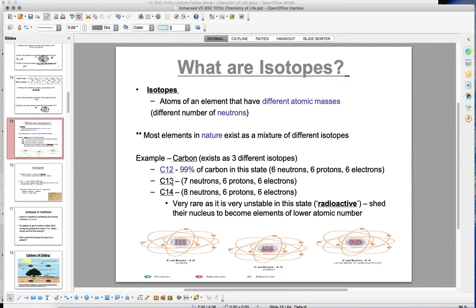So how do we get C13? How do we get C14? Well, C13 has 7 neutrons, so it has 1 more than C12, so it's C13. And then C14 has 1 other neutron in addition to that, so that's C14, and that would be 8 neutrons.